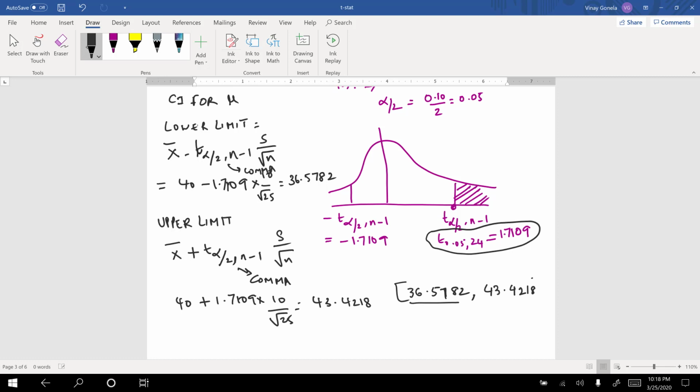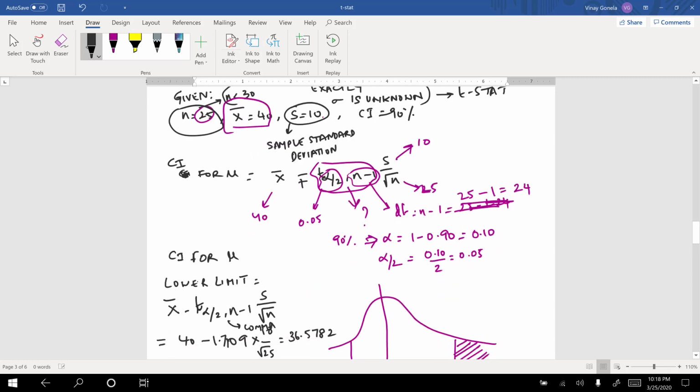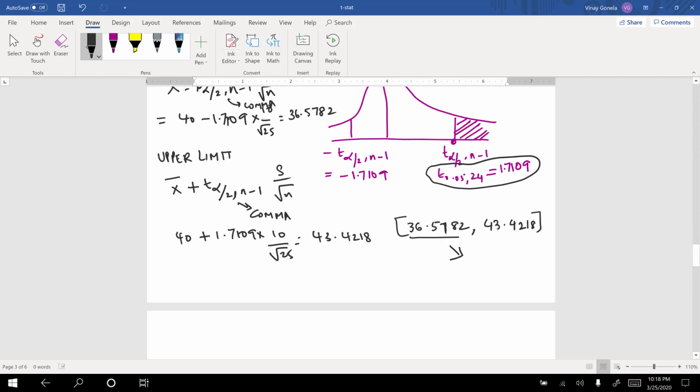43.4218. The claim of the manager was 39 pounds. So when you see the manager's value, if it lies between these two, that means his claim is true. So the manager's claim is true, because the manager's value lies within this range. That's how you solve this problem.